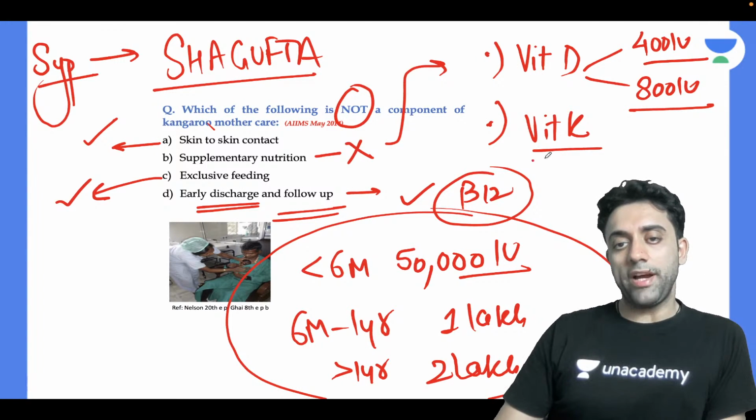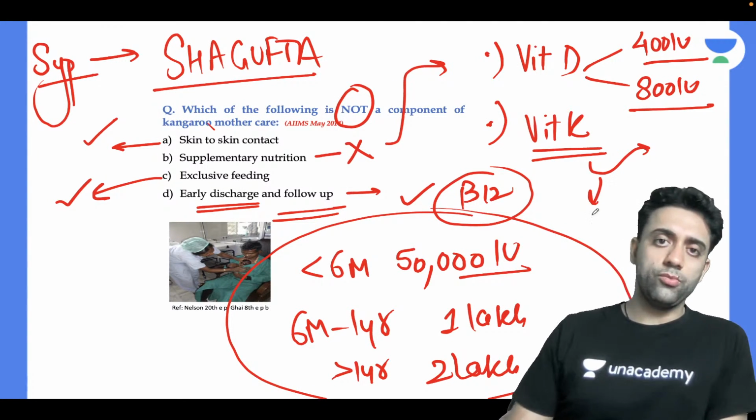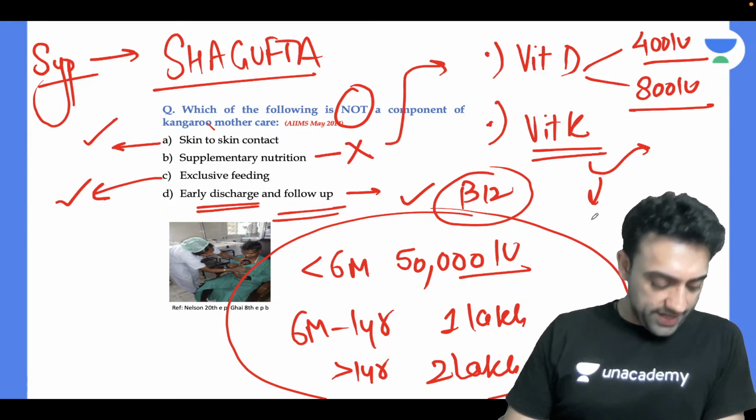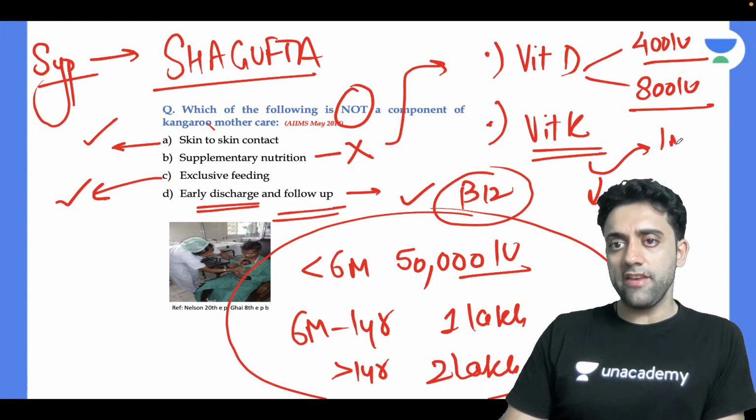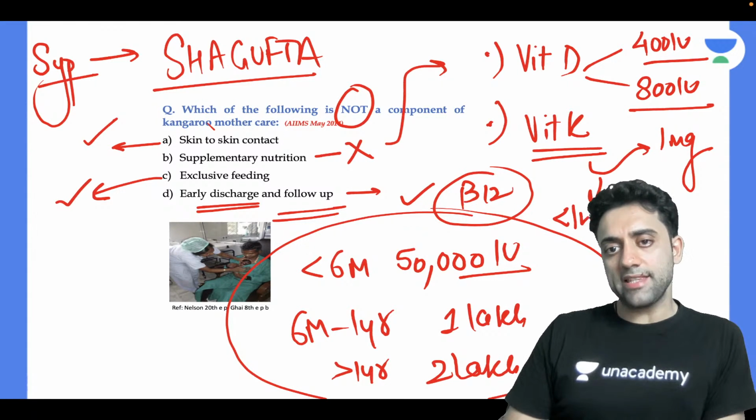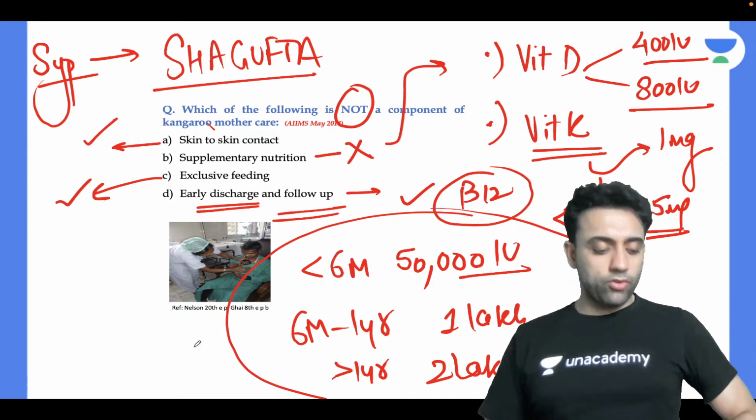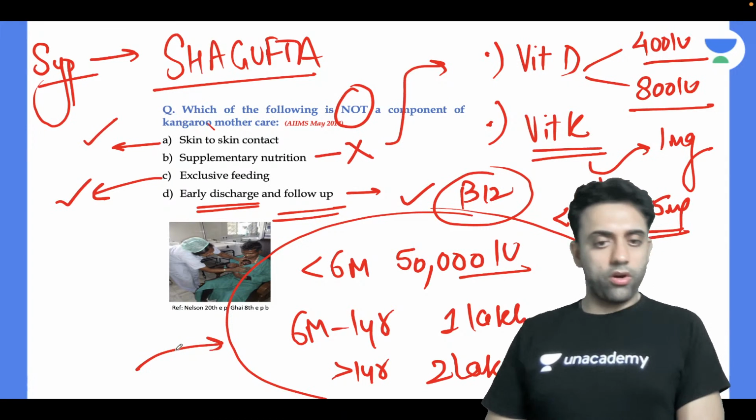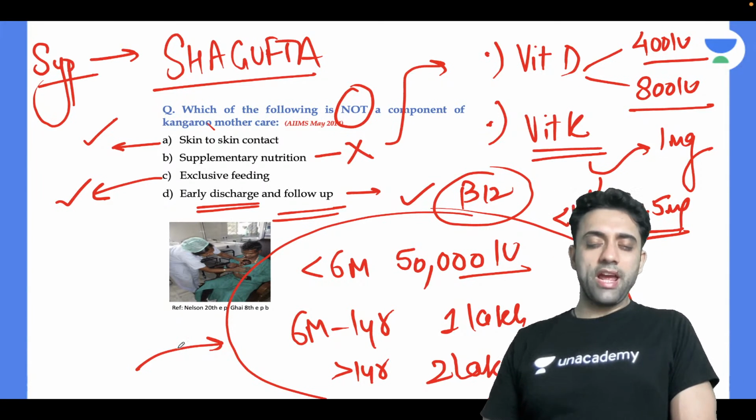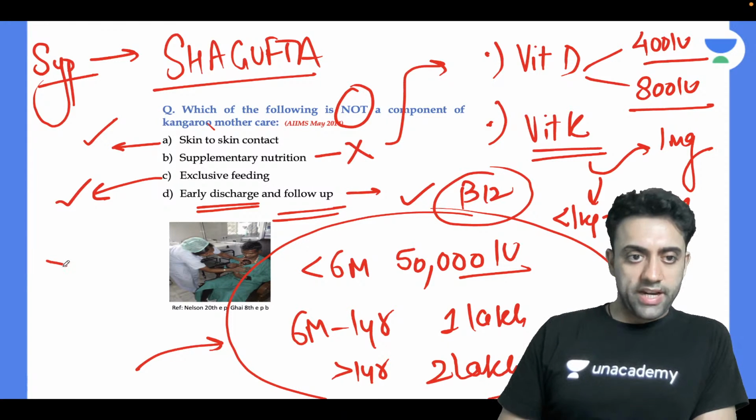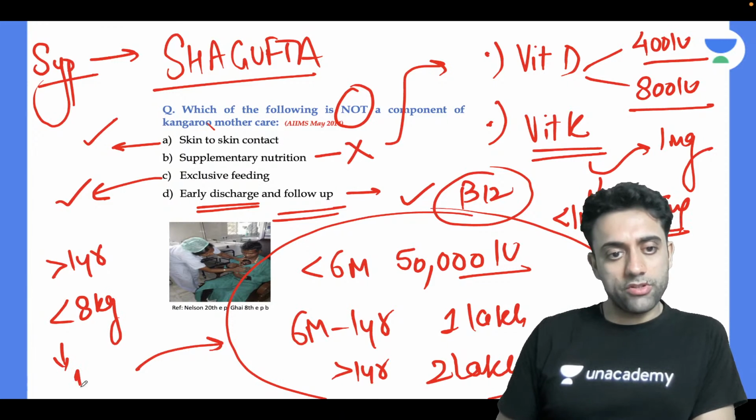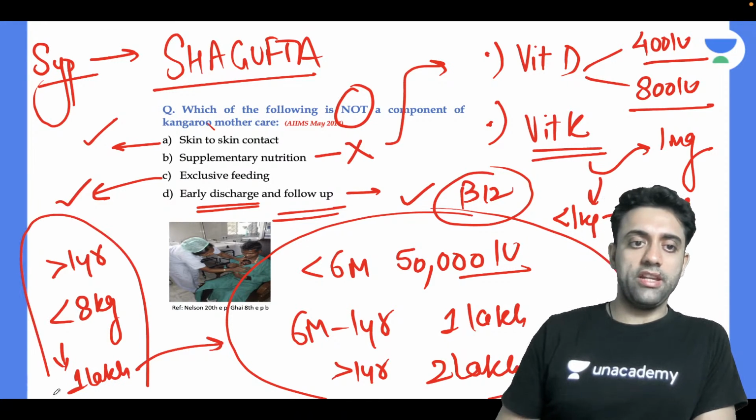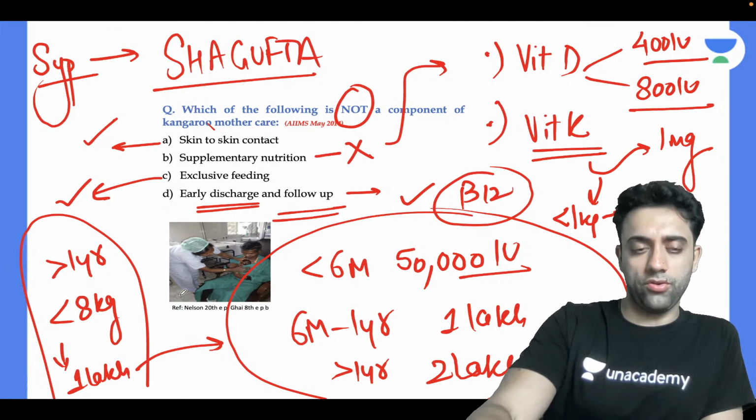And vitamin K, do we give to a newborn? What is the dose of vitamin K? Very good. Normally we give 1 milligram. If the baby is less than 1 kg, then we give half the dose, 0.5 milligram. And one more thing, vitamin A: if more than 1 year, you give 2 lakh international units. If the child is more than 1 year but less than 8 kg, then you give only 1 lakh international units. That you should know, vitamin A.